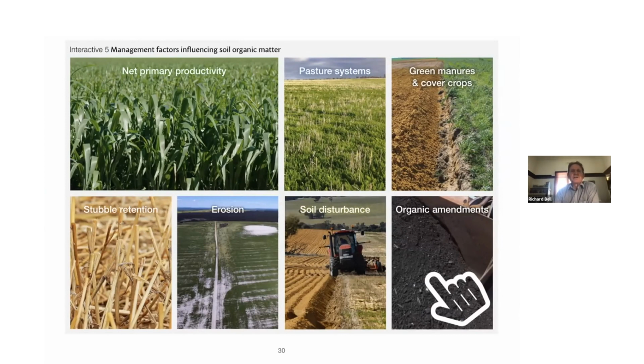The management factors that influence soil organic matter: net primary productivity. This is very much around climate and other aspects of soil management, whether we're dealing with crops or pastures, whether we're adding green manures or cover crops into the farming system, what the strategy is for stubble retention, whether we're controlling erosion, and what other soil disturbance events are occurring in that farming system, and finally, whether in the farming system there are organic amendments or inputs in the form of compost.